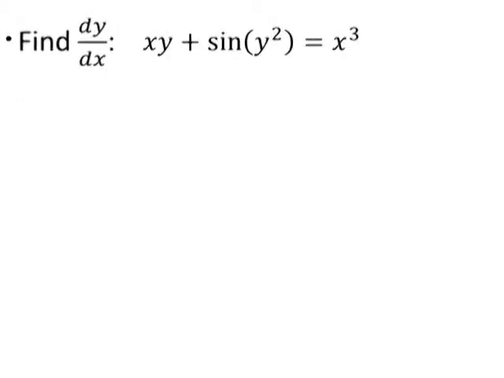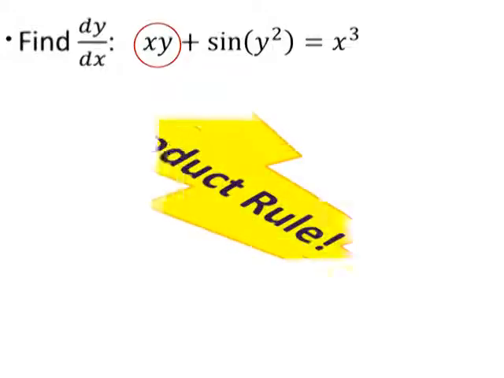Here's another example. I'm finding dy dx for xy plus sine of y squared equals x cubed. Notice again that this derivative is taken with respect to x. And then also notice that the xy term in this problem is two different variables. So I will have to use the product rule.